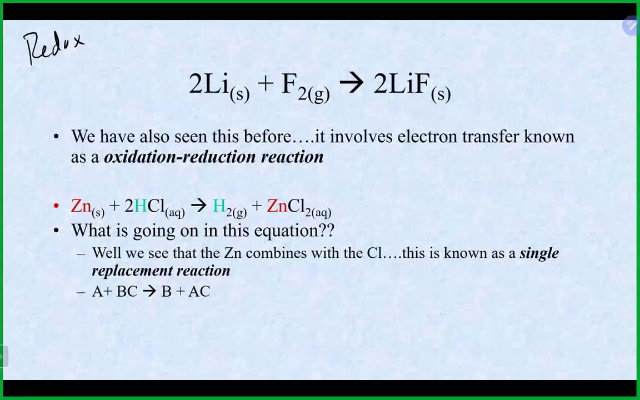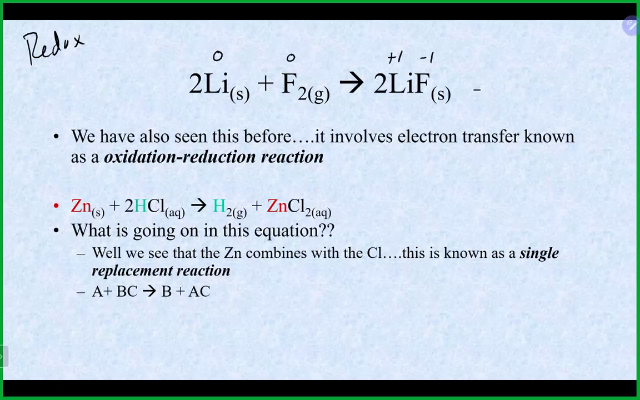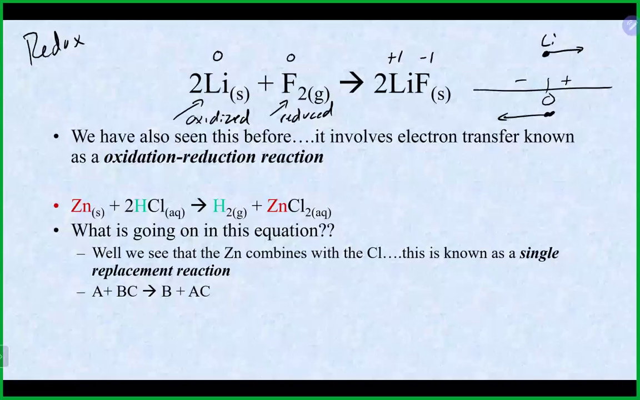The top one up here is not a single replacement reaction. This is still a redox. These are both 0. That is +1, -1. So again, if you look at what is happening, lithium starts at 0, ends at +1, becoming oxidized. Fluorine is starting at 0, ending at -1, becoming reduced. And again, this is a redox reaction happening. So right here is our single replacement reactions.